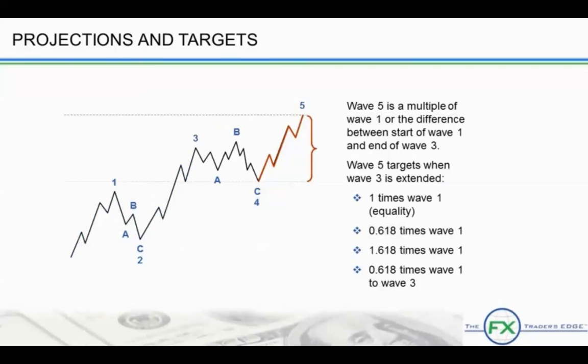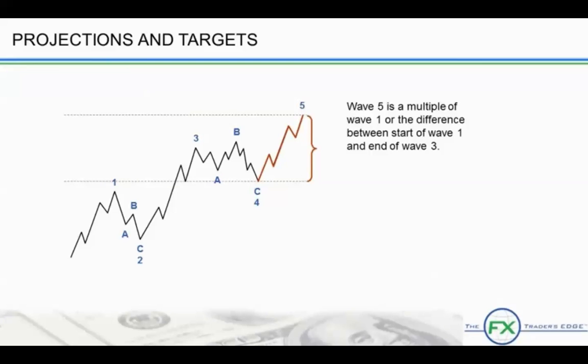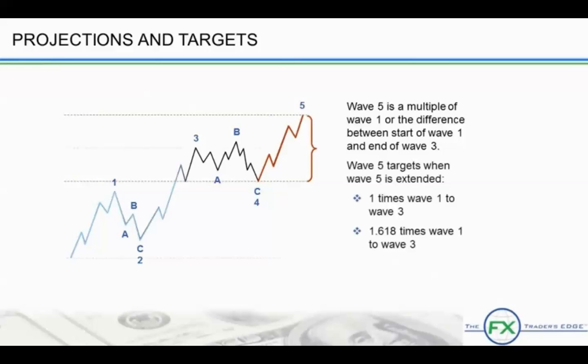The likely targets for wave 5 when wave 3 is extended are 1 times wave 1, or equality with wave 1, where the length of wave 5 equals the length of wave 1, 0.618 times the length of wave 1, 1.618 times the length of wave 1, and 0.618 times the length of waves 1 to 3. If wave 5 is extended, it can travel as far as 1 times or 1.618 times the price difference between the start of wave 1 and the end of wave 3.